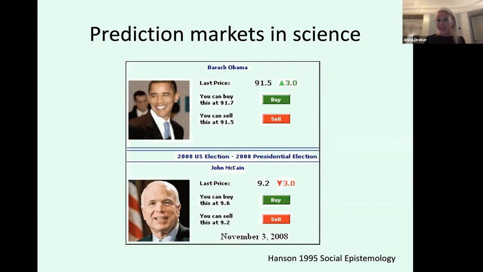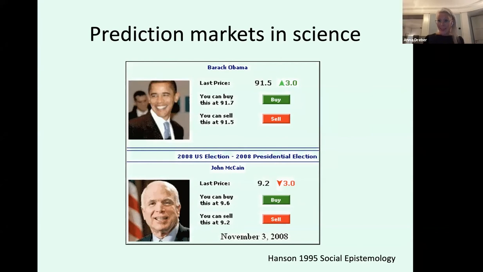They've been used quite extensively to predict outcomes related to politics, entertainment, sports, and other types of events. And here's an example from a political prediction market. In this particular market, you could bet on who would win the 2008 US presidential election. The two main candidates are Obama and McCain. A contract in Obama is worth $1 if he becomes president and $0 if he does not. So the price for this type of contract can be interpreted as the probability that the market assigns the event, so the probability that the market thinks Obama will win the election.